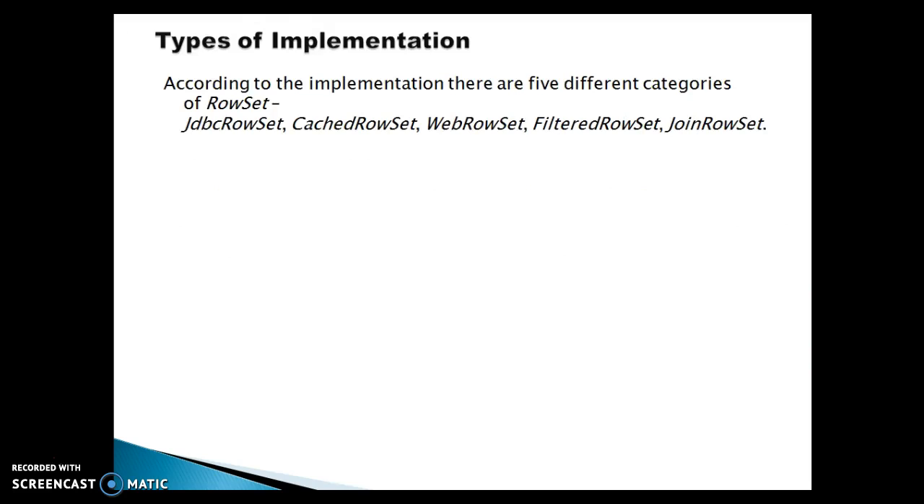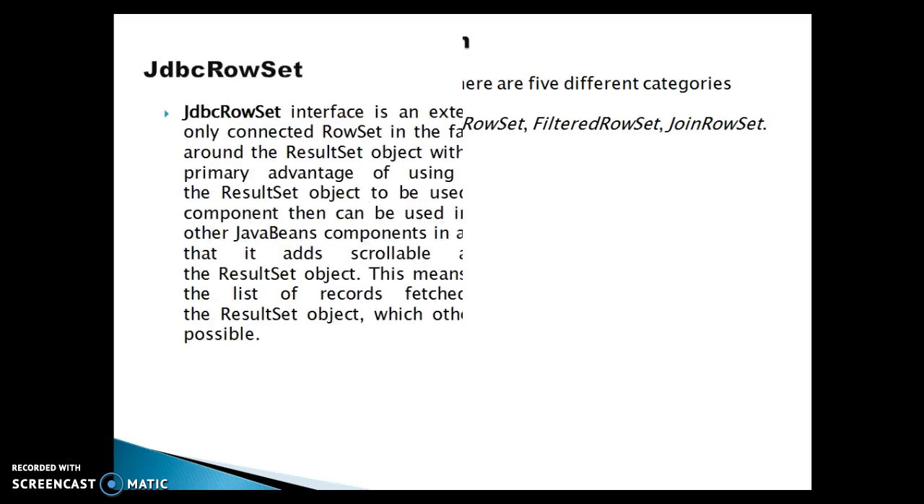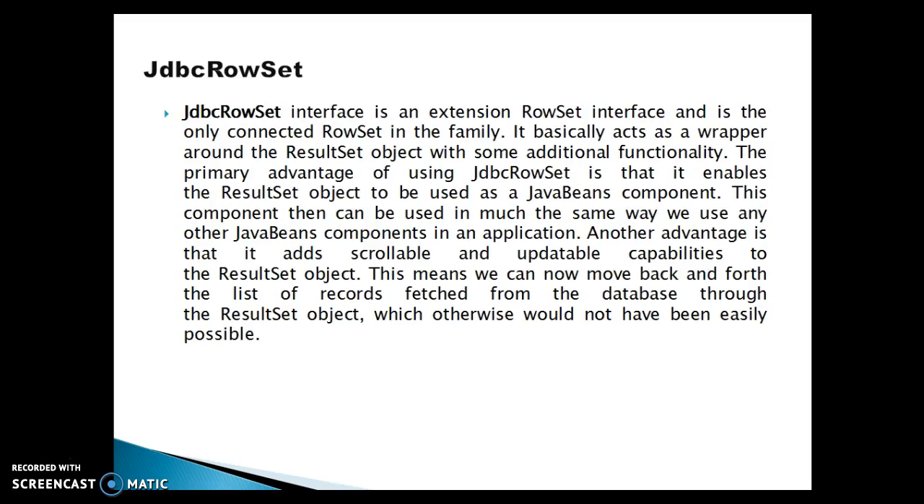Now types of implementation. According to implementation, there are five different categories of RowSet. So you have JdbcRowSet, CachedRowSet, WebRowSet, FilteredRowSet, and JoinRowSet. So these are all interfaces which extend the RowSet interface that we have seen in Eclipse. Now let's talk about the JdbcRowSet. That is the first type of RowSet.